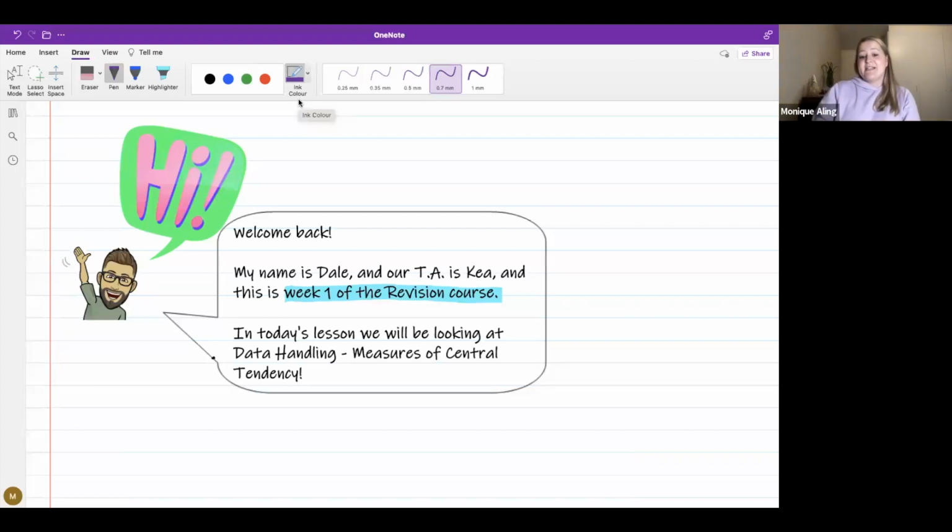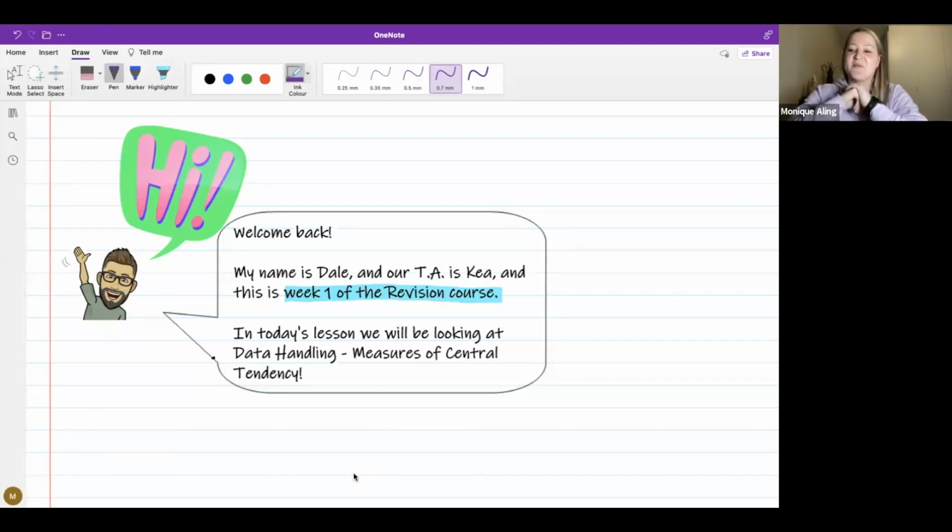In today's lesson, we'll be looking at data handling and more specifically, measures of central tendency. So who can tell me what are the measures of central tendency? We don't normally like to remember what measures of central tendency are, but when you say those three things, it will come to mind very quickly. The 3 M's in data handling.